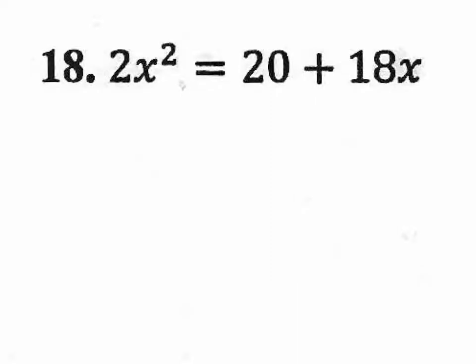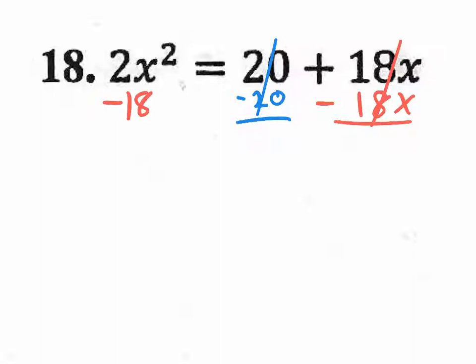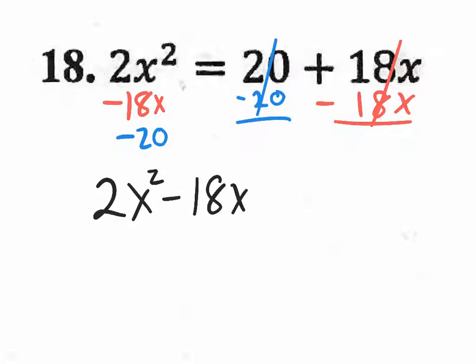Once again, it's not equal to 0. It is an equation. Let's get everything to one side to set it equal to 0. So I'm going to subtract 20 and also subtract 18x. So, of course, this will cancel and this will cancel. But what you do to one side, you must do to the other side. So let me subtract 18x also from the left side, and let me subtract 20 also from the left side to maintain the balance. So I have a new quadratic trinomial equation, 2x squared minus 18x minus 20 equals 0.